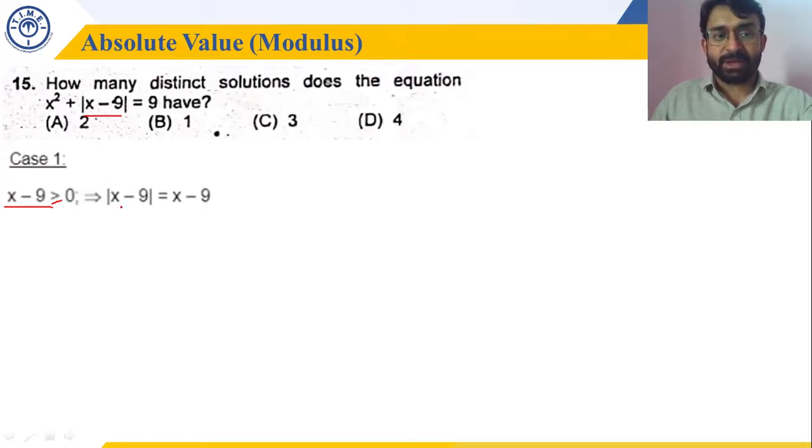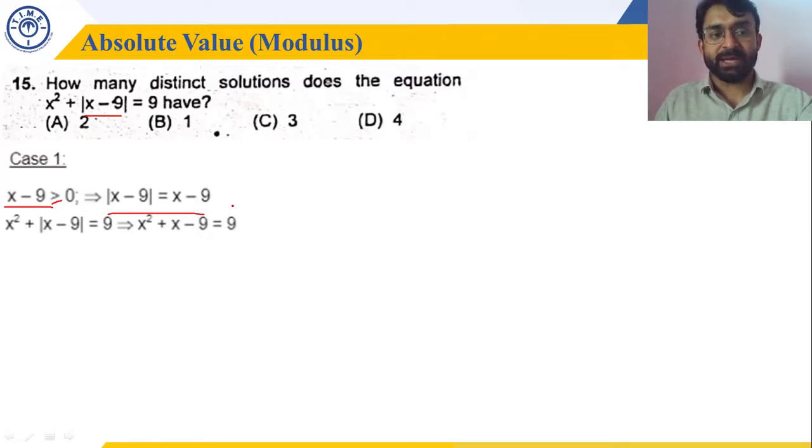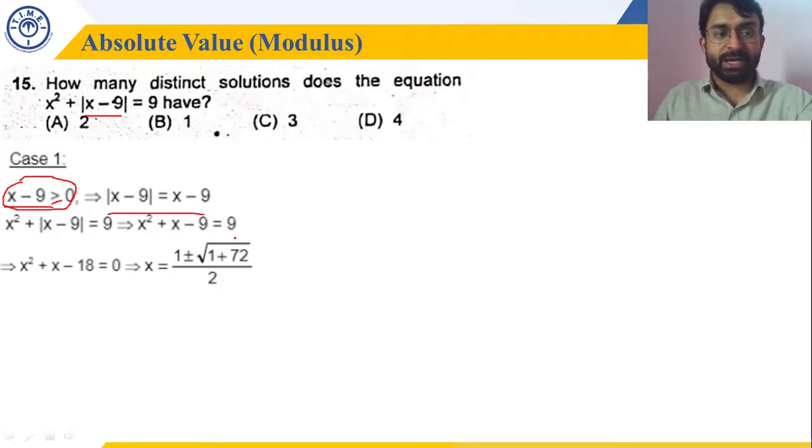That means mod of x minus 9 is equal to x minus 9. So I can rewrite my equation as x square plus x minus 9 is equal to 9. Are you getting my point? If this is greater than or equal to 0, the mod term will be the same, positive. Fine. So I'll solve it: x square plus x minus 18 is equal to 0. Fine. So use the formula of finding out the root of a quadratic equation.